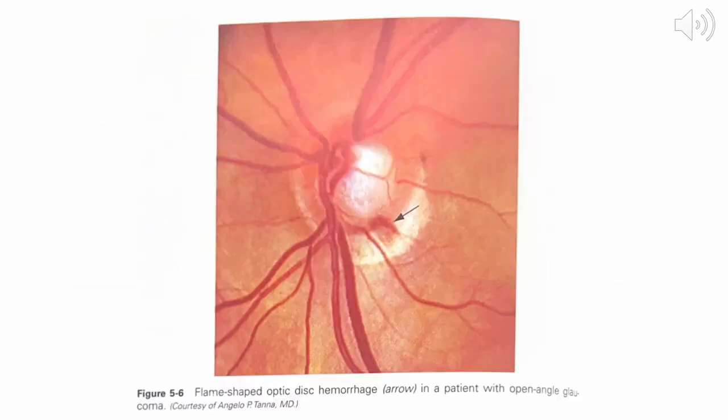Here we see a fundus photograph that clearly illustrates the clinical relevance of what we just discussed. This is a flame-shaped optic disc hemorrhage, marked by the arrow, in a patient with open-angle glaucoma. It's located at the inferotemporal rim, which is a common site of neuroretinal rim thinning in glaucomatous eyes. Notice how the hemorrhage hugs the nerve fiber layer pattern, giving it that characteristic flame shape.